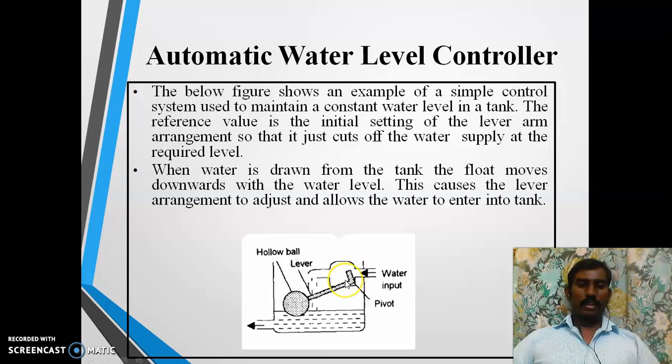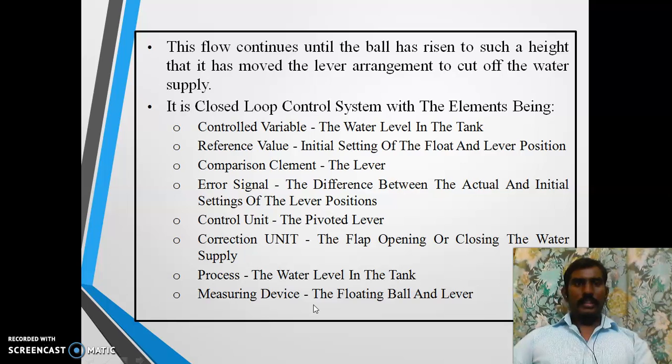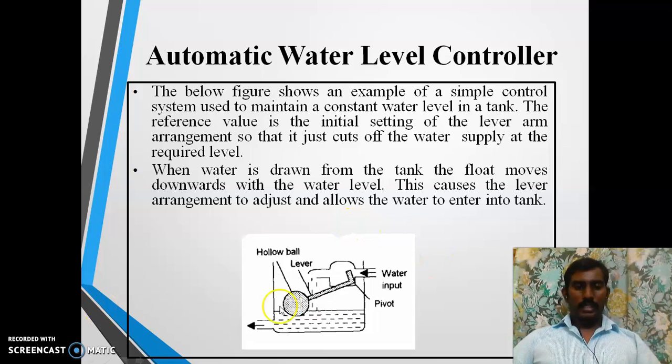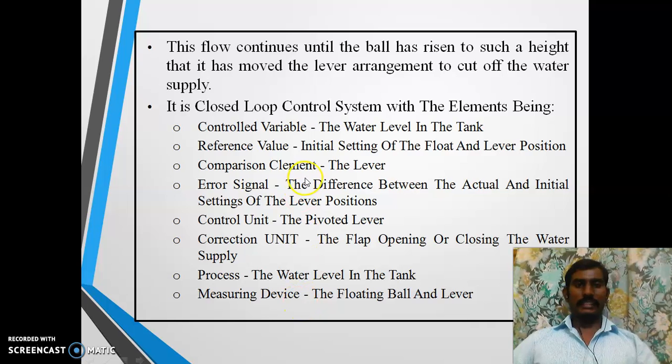It will get adjusted. Then due to the adjustment, the water will enter into the tank with the help of the pipe. This flow continues until the ball rises. Once the water has entered, the water level has increased. Due to that increase in water level, the ball will also rise. So the flow will continue until the ball rises to such a height that it moves the lever arrangement to cut off the water supply.